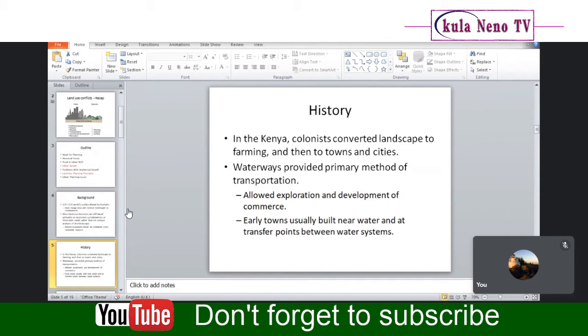That is what happened in Nairobi. That is what happened in Mombasa. Look at those cities in Kenya. Even in the world that sprouted early, there was the colonial footprint in them. And there was just that evolution.